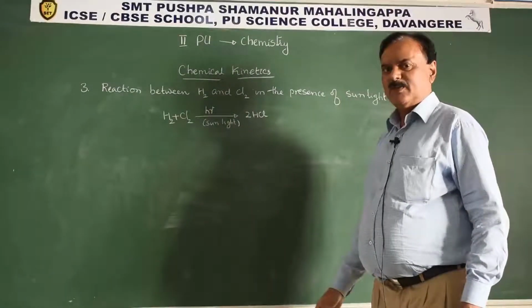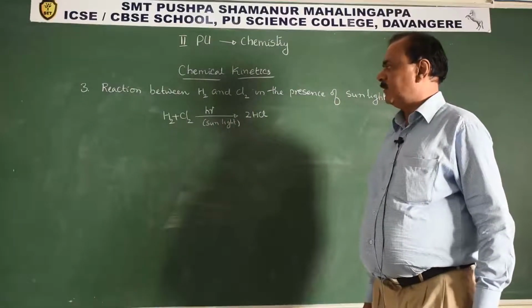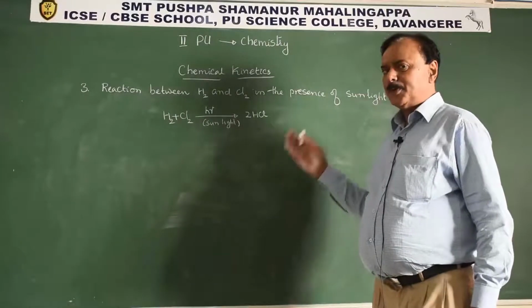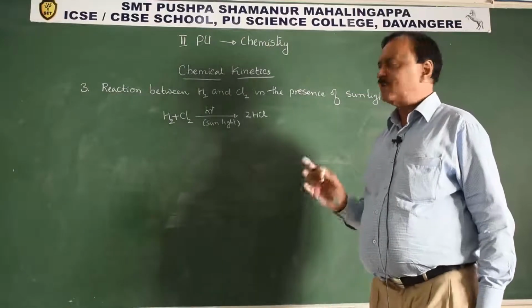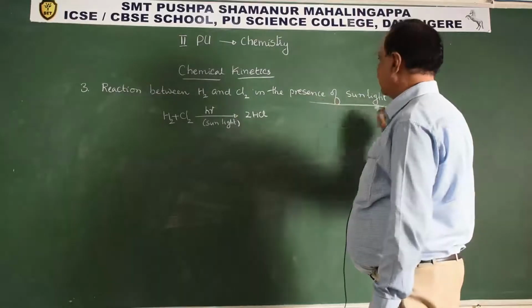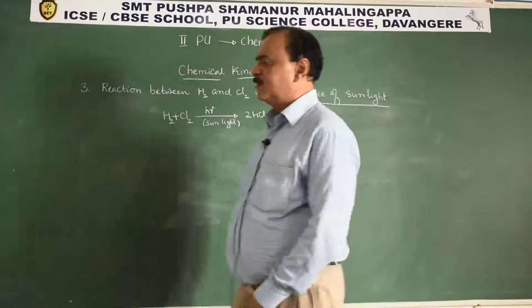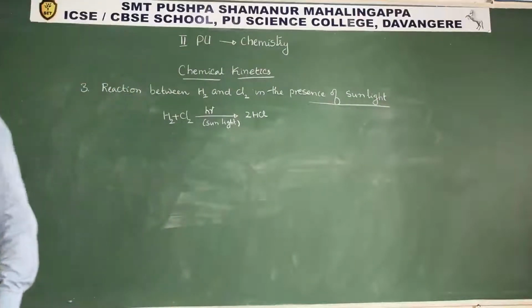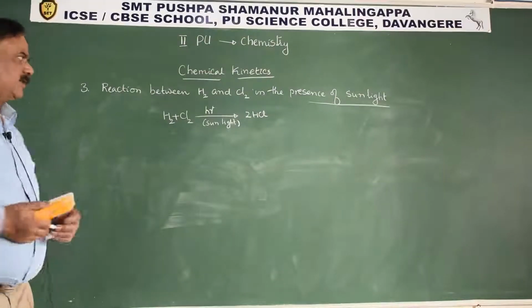It is an example for zero order chemical reaction because it is a photochemical reaction. In the presence of sunlight, it is an example for photochemical reaction.